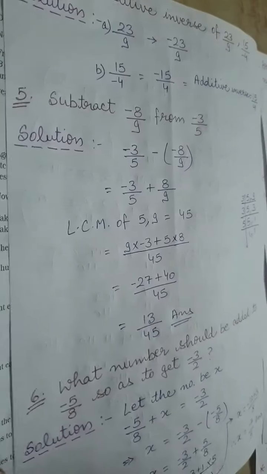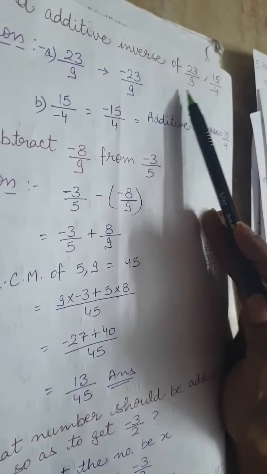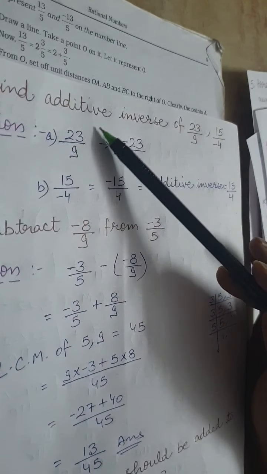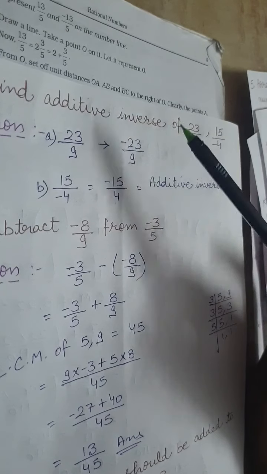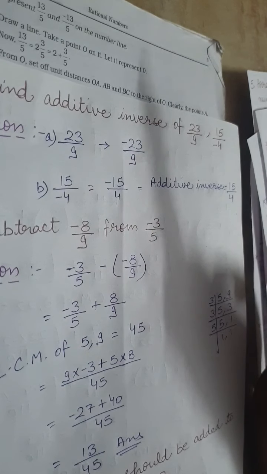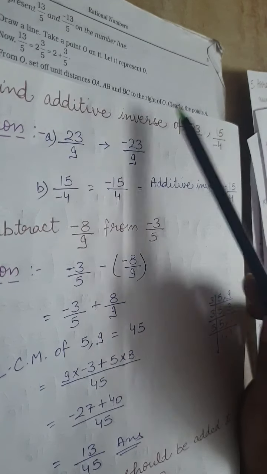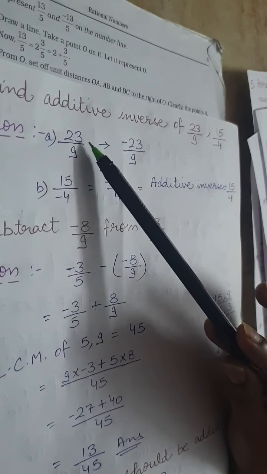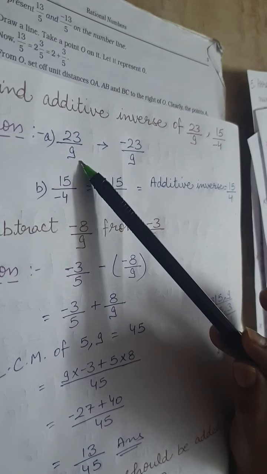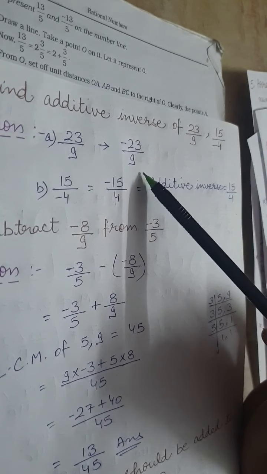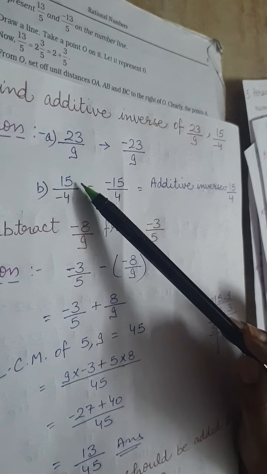Just take another example. Find additive inverse of 23/9 and 15/-4. I have told you earlier also that if we have to find additive inverse, we have to just make positive into negative. हम क्या कर देंगे, पॉजिटिव रेशनल नंबर को नेगेटिव रेशनल नंबर में कन्वर्ट करेंगे एंड नेगेटिव को पॉजिटिव में करेंगे. सेम मेथड वी हैव टू फॉलो. What is the question given? The question given is 23/9. So convert it into negative. That is -23/9 answer.